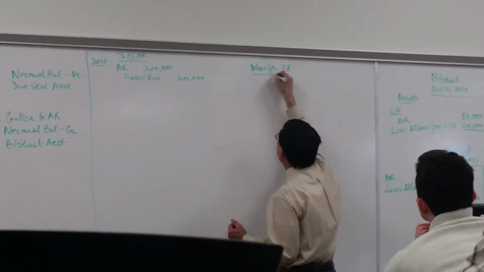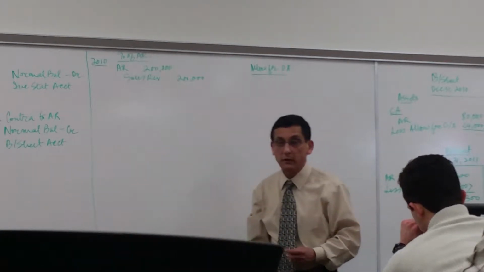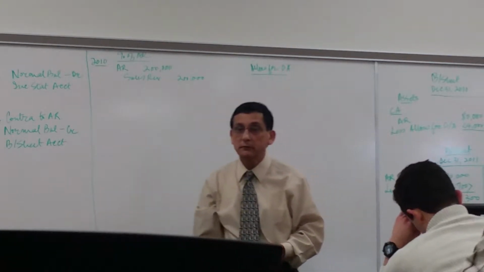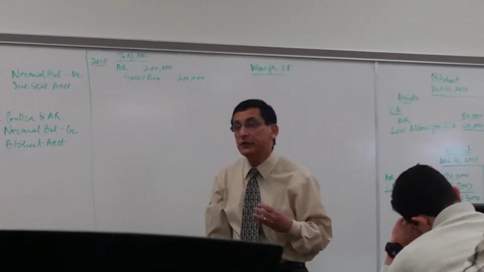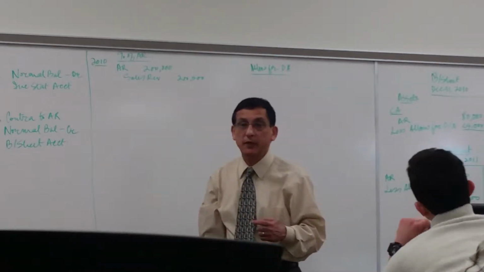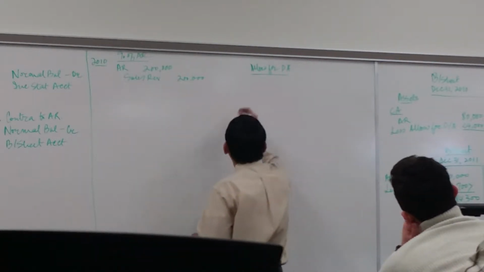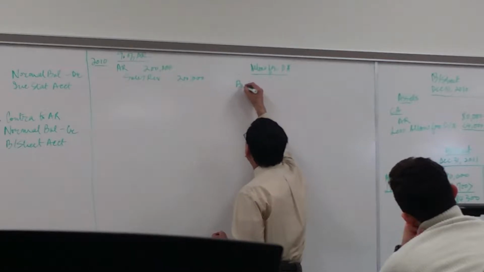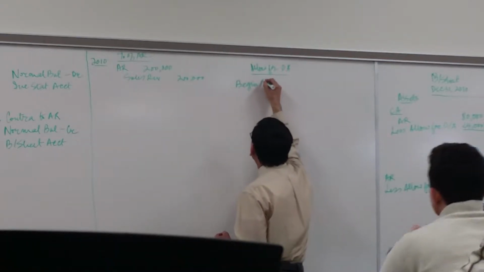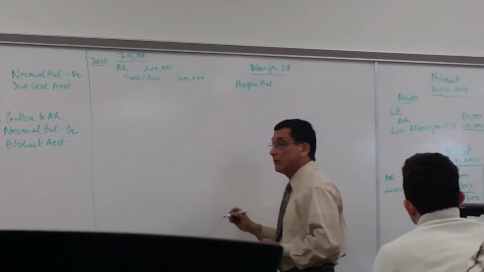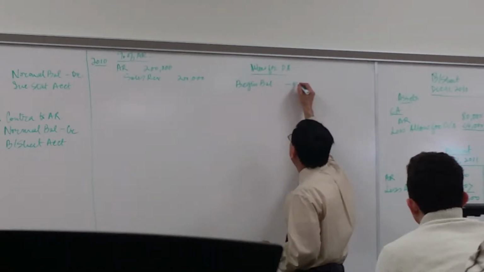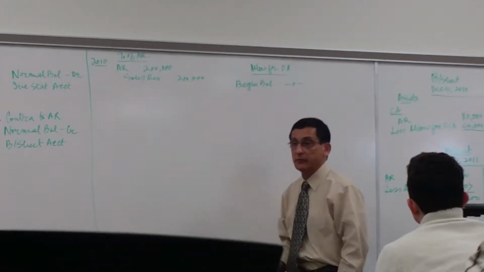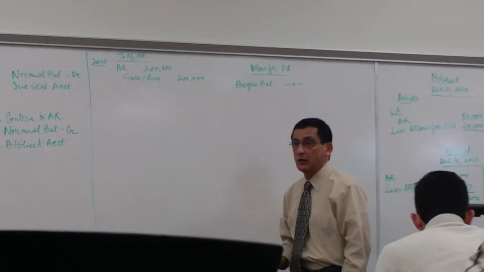Allowance for doubtful accounts, okay? If it's the first year of the company's operation, what do you think is the beginning balance in that allowance for doubtful accounts? Zero. Would it be zero? There's nothing there, right? It's the first year of operation. Correct?